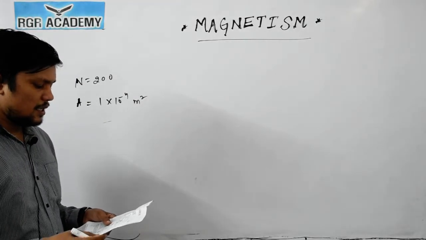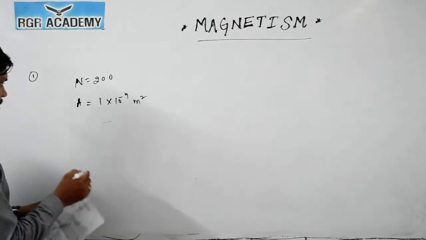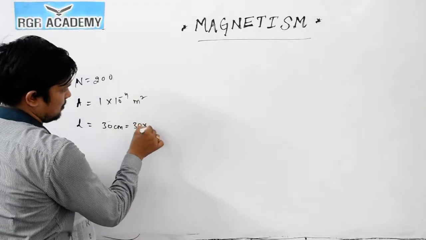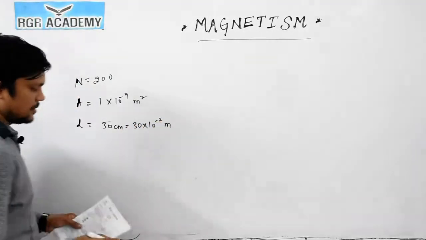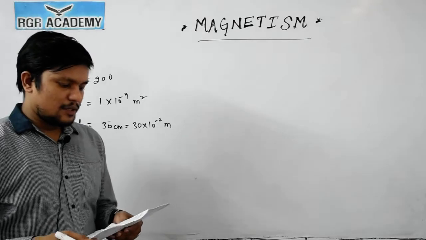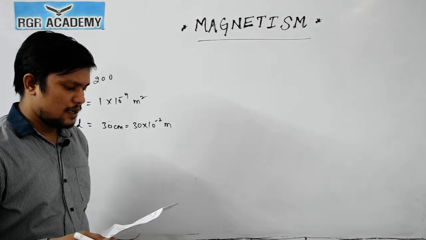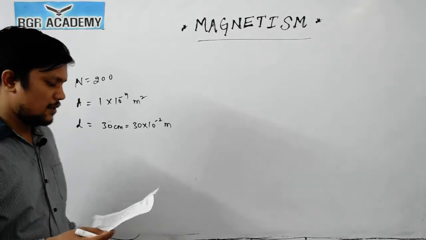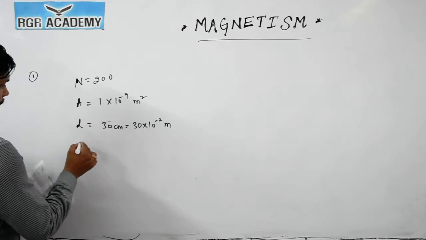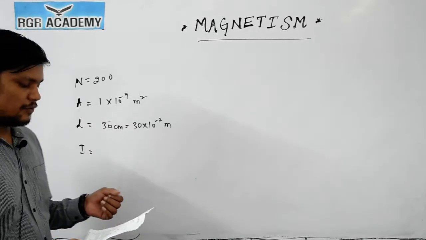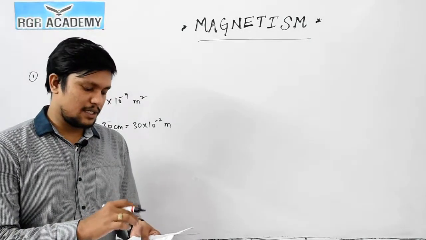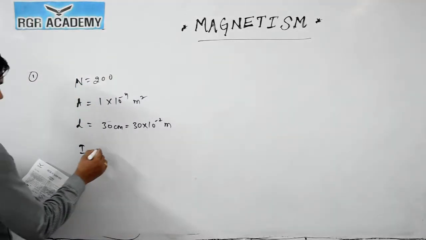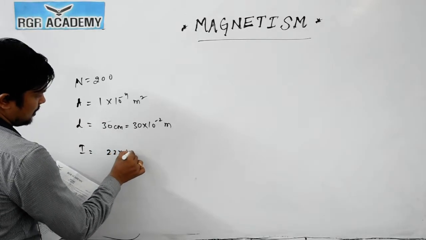Length of the arm OA of the balance beam is 30 centimeter, which we can write as 30 into 10 to the power minus 2 meters. When there is no current in the coil, the balance is in equilibrium. As you can see in the diagram, when current is not flowing, the balance is in equilibrium, meaning net torque acting on it is 0.